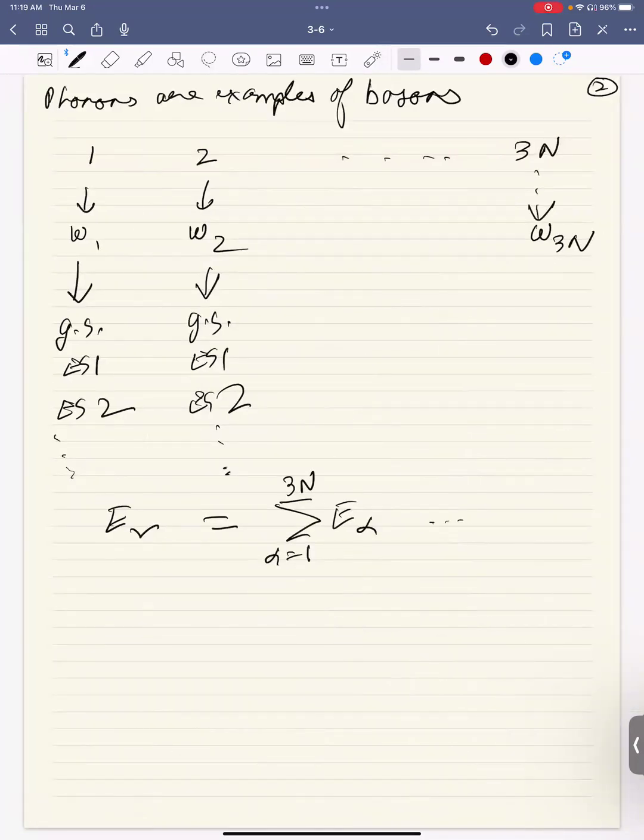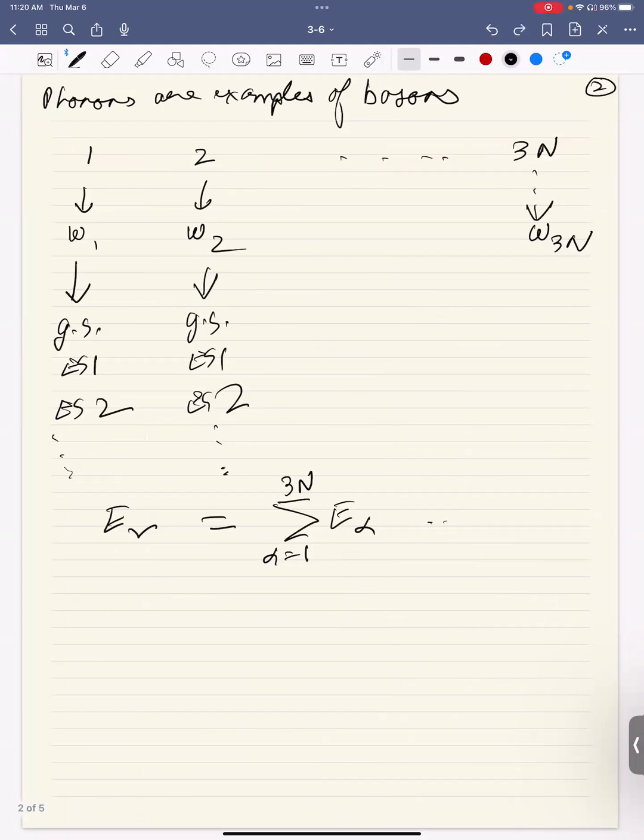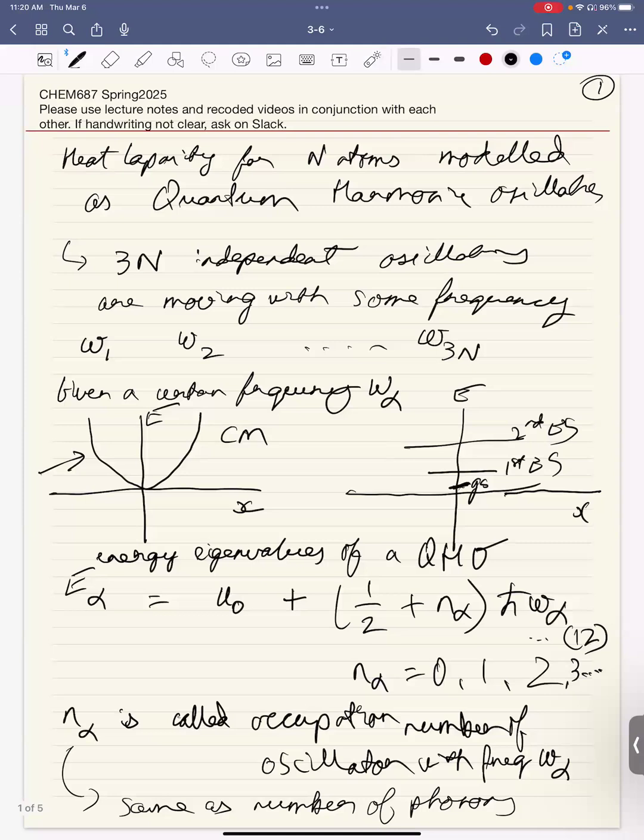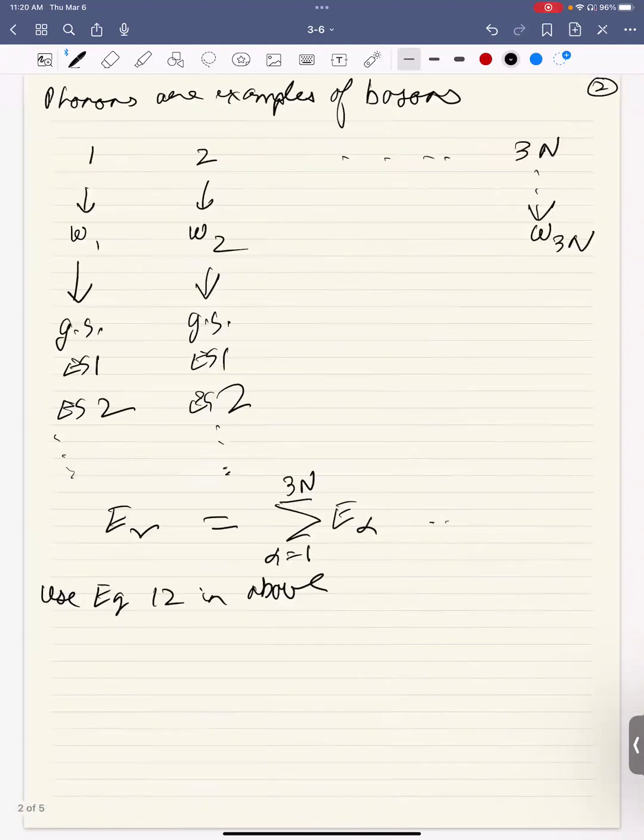And it's the same in my notes. Okay, so that was equation number 12. This one I'm not going to call anything. So use equation 12 from above. Equation 12 is the value of E alpha, right? So we put in the value of E alpha in this thing to get our E nu. So that will be going from alpha is equal to 1 to 3n. So every oscillator you're counting.